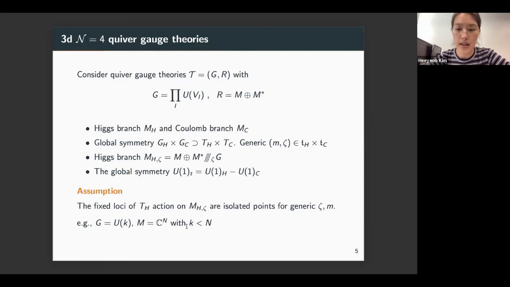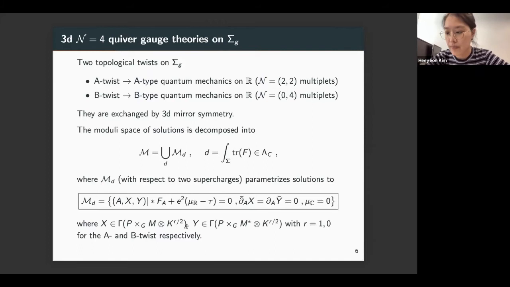So now let's put the theory on the Riemann surface. As I mentioned, there are two topological twists on the Riemann surface for 3D N=2 theories. These are called the A and B twists. The A twist gives you what is called the A-type quantum mechanics on R, composed of what are called N=(2,2) multiplets in 1D quantum mechanics. And after the B twist, you get the B-type quantum mechanics, which are composed of the N=(0,4) multiplets in 1D quantum mechanics. And these two are exchanged by the 3D mirror symmetry.